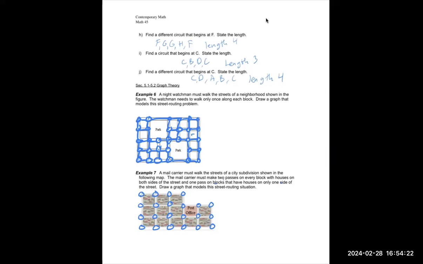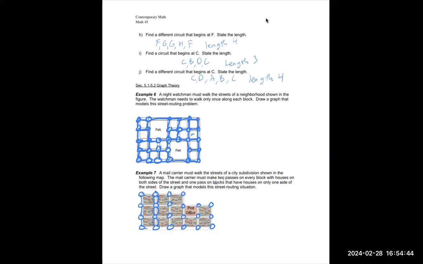Then, see, there's only houses on one side, so I'm only going to draw one line down there. Now, these houses are on both sides, so one side right here and one side here. Then one side here, one side here, one side here, one side here, if you will.